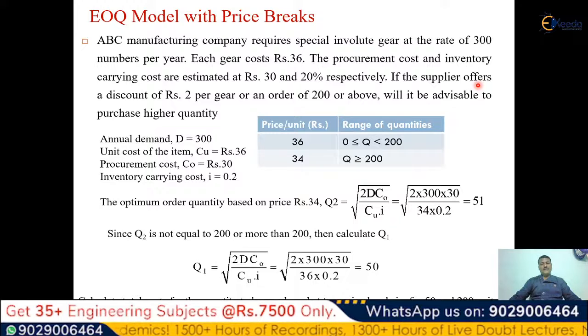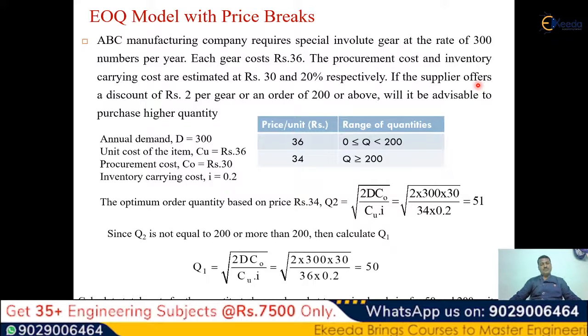So price per unit is 36 and 34. So the optimum quantity based on the price 34, which is Q2, and Q1 and Q2, we are having 34 to be our optimum price. And now utilizing that, by finding out the square root of 2 into TCO by CUI, we can find out what is the optimum order quantity which is required. Hence it states that 51 units will be the optimum order quantity which is required.